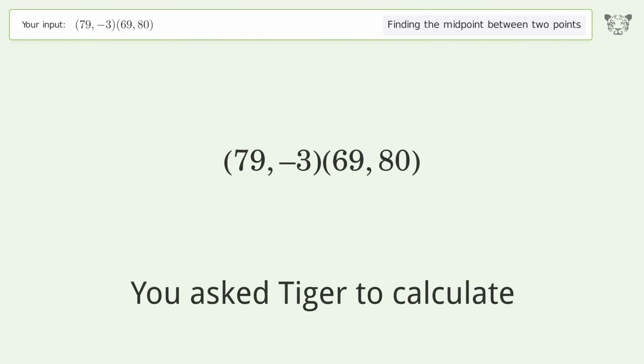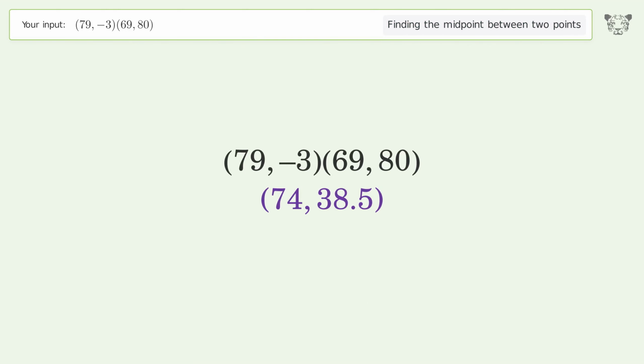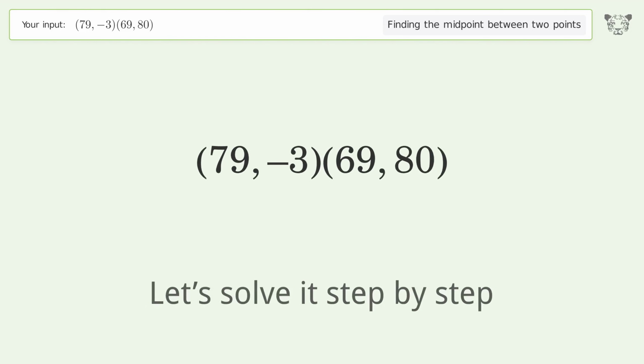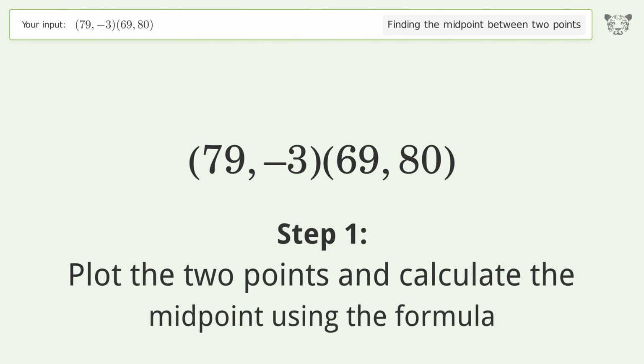You ask Tiger to calculate. This deals with finding the midpoint between 2 points. The midpoint between the 2 points is 74, 38.5. Let's solve it step by step. Plot the 2 points and calculate the midpoint using the formula.